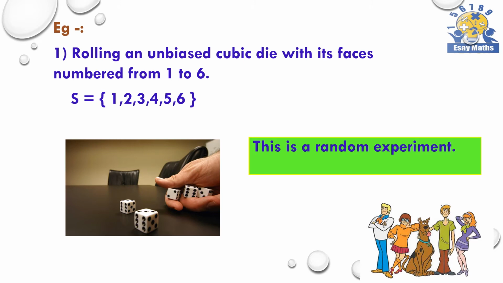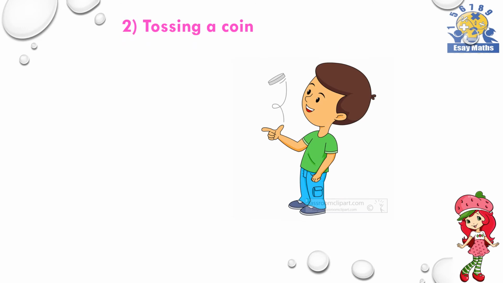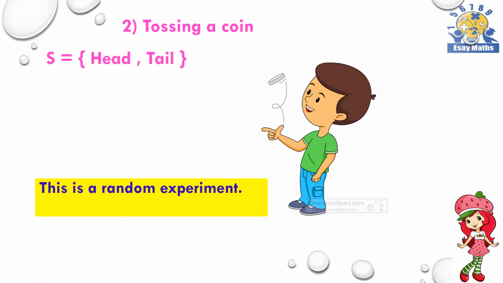random experiment. Tossing a coin. Actually, when we are playing cricket, we are tossing a coin. So, is this a random experiment? What are the possible outcomes? Head and tail. But we don't know which one is the certain outcome. And we can repeat the experiment any number of times. And there is no pattern in the outcomes. Yeah, so this is a random experiment.